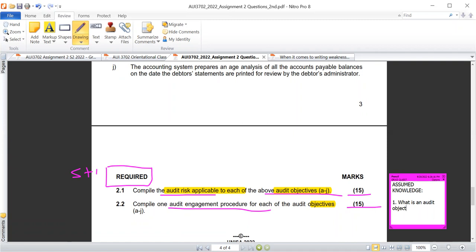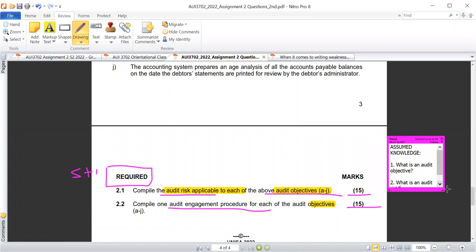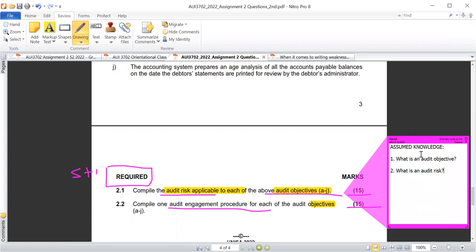Okay, the second question is, what is an audit risk? So we're gonna answer all these questions, don't worry, before we can even analyze the scenario itself. This is a point of departure, because you cannot answer what you don't understand. It doesn't make logical sense. You need to understand what exactly the lecturer is expecting of you here.